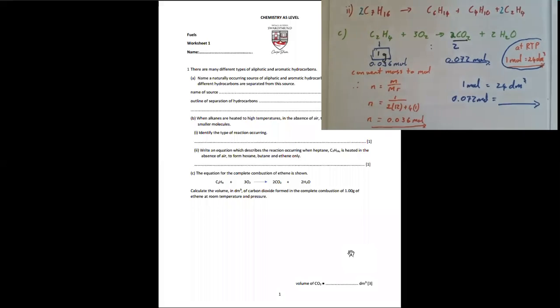Well, it's going to be cross multiplication. So it's 24 times 0.072, right, divided by 1. And it gives me, let me use a different color, 1.728 cubic decimeters.